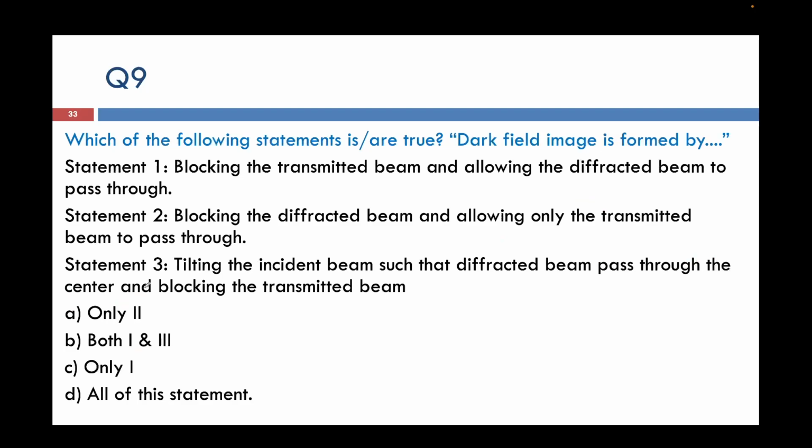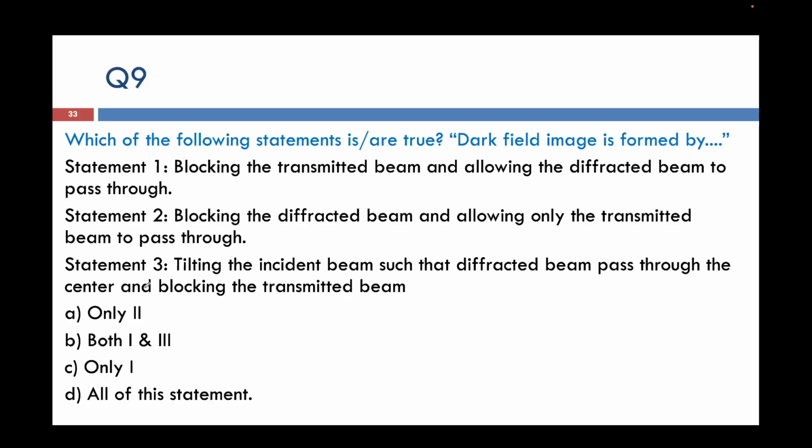Then question number 9, which of the following statements is or are true? Dark field image is formed by: blocking the transmitted beam and allowing the diffracted beam to pass through; blocking the diffracted beam and allowing only the transmitted beam to pass through; or tilting the incident beam such that the diffracted beam passes through the center and blocking the transmitted beam. We have not gone through bright field and dark field yet, but if you remember the dark field and bright field phenomena from the light optical microscope, then you can answer this question. Which one is the correct answer?